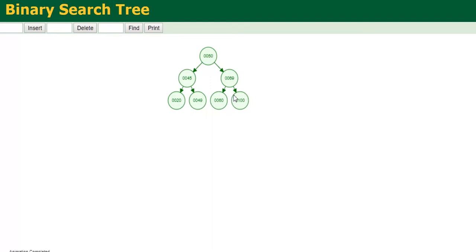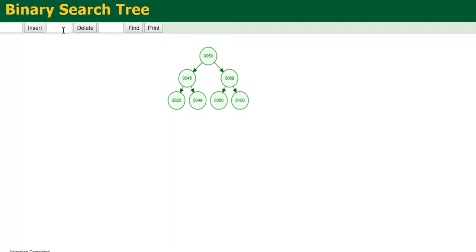So this is how the binary search tree is constructed. Each time we insert an element, it checks whether the element is less than the root node or greater than the root node. If it is less, it will be inserted as the left child of the root node. If it is greater, it will be inserted as the right child of the root node. This is followed recursively for all the elements, whether in the left subtree or in the right subtree.